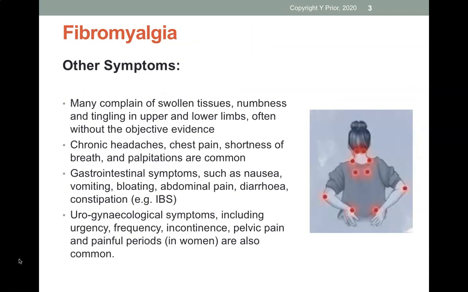Other symptoms in fibromyalgia are swollen tissues, numbness and tingling in upper and lower limbs, often without objective evidence, chronic headaches, chest pain, shortness of breath, and palpitations, gastrointestinal symptoms such as nausea, vomiting, bloating, abdominal pain, diarrhea, and constipation, as seen in IBS, irritable bowel syndrome, and urogynecological symptoms including urgency, frequency, incontinence, pelvic pain, and painful periods in women are also common.